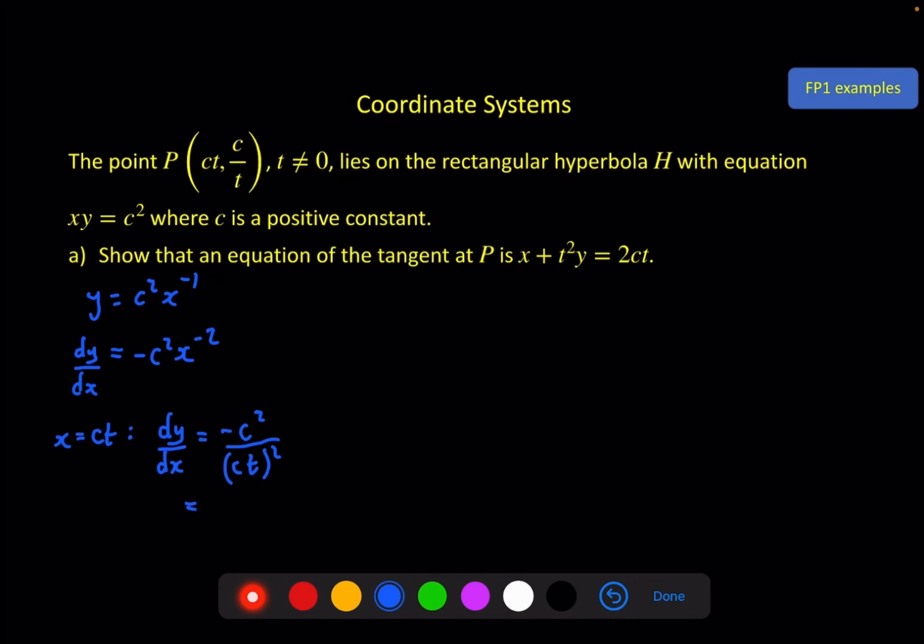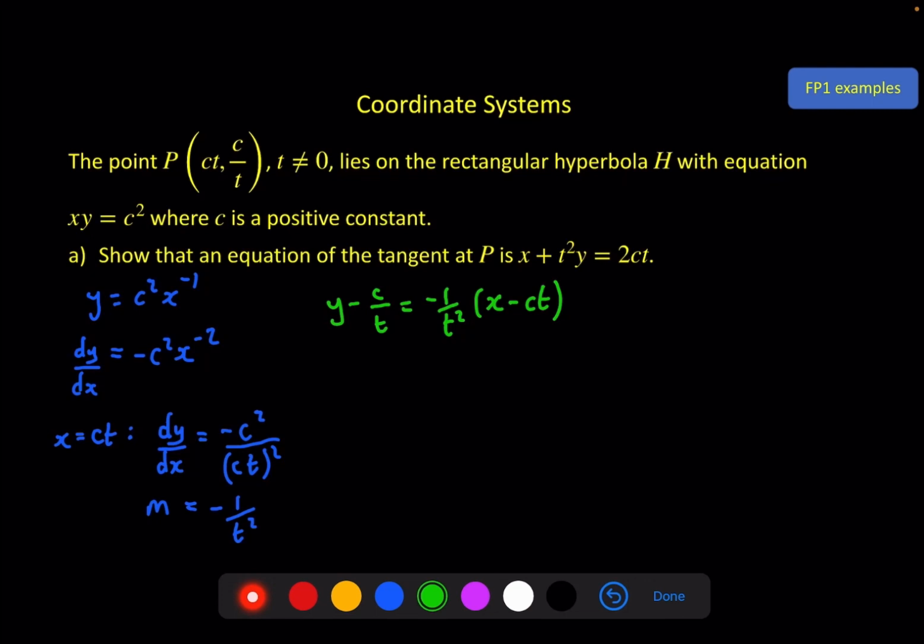So our c squareds cancel out, and we have minus 1 over t squared. And this is the gradient of the tangent. Putting this into our straight line equation, y minus y1, c over t, is equal to minus 1 over t squared times x minus ct.